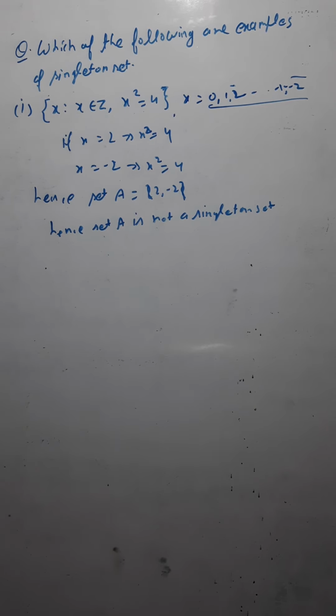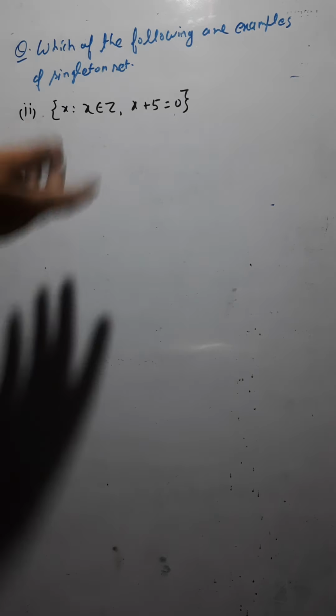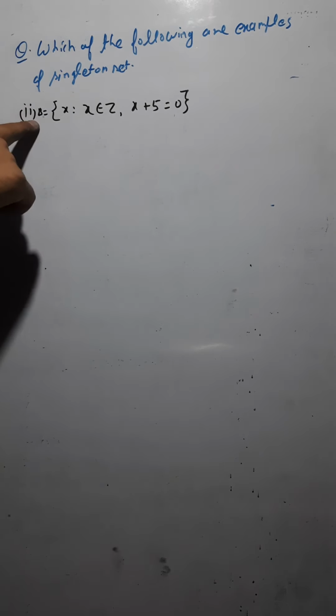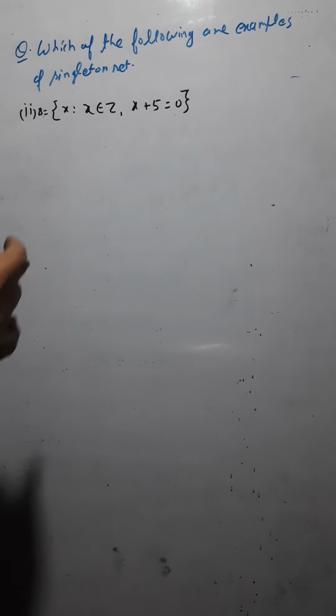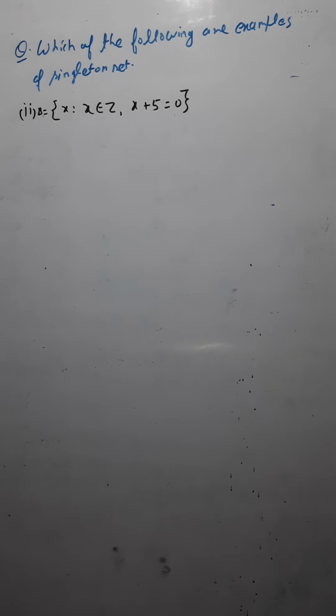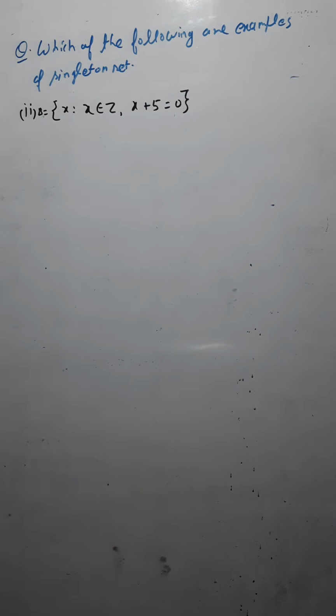And this is the next question. The question is, you have a set, let's say it is set B. And this set B contains the elements x such that x belongs to the set of integers. Integers are 0, 1, 2, 3, 4, then -1 also, -2, -3, etc. So these are our integers. Okay, and one condition has been given here: x plus 5 should be equal to 0.